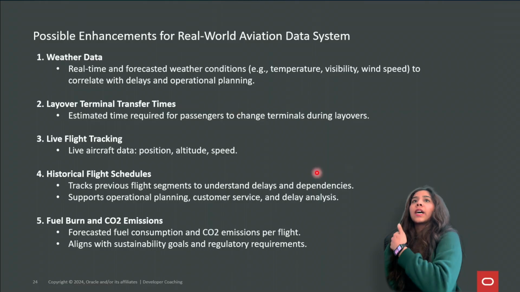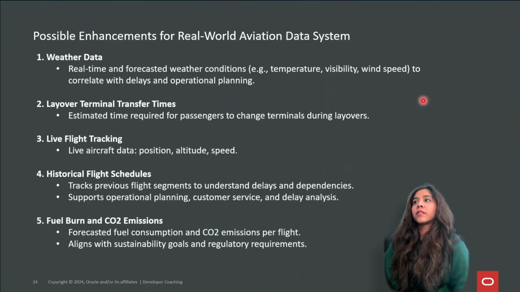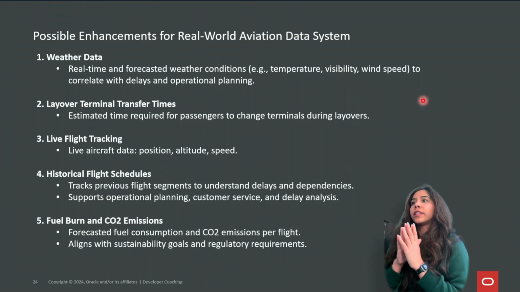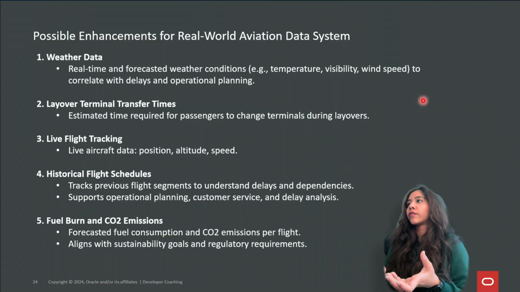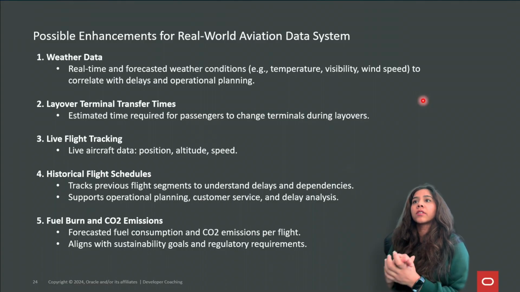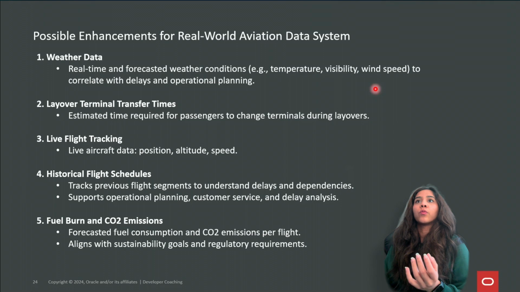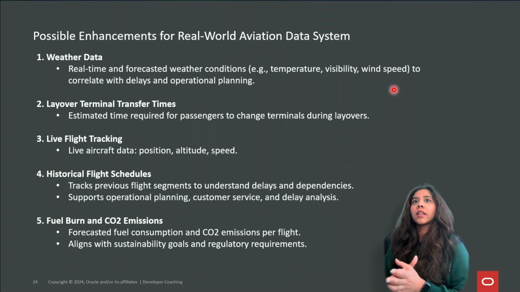So now let's look at a few possible enhancements for our airport chatbot. We'll be mainly focusing on the data points that could be added to make it more efficient and insightful for operations, passengers, and also sustainability efforts. So we could integrate real-time and forecasted weather data. It could include temperature, visibility, and wind speed. And this can help with predicting delays and also improve operational planning.